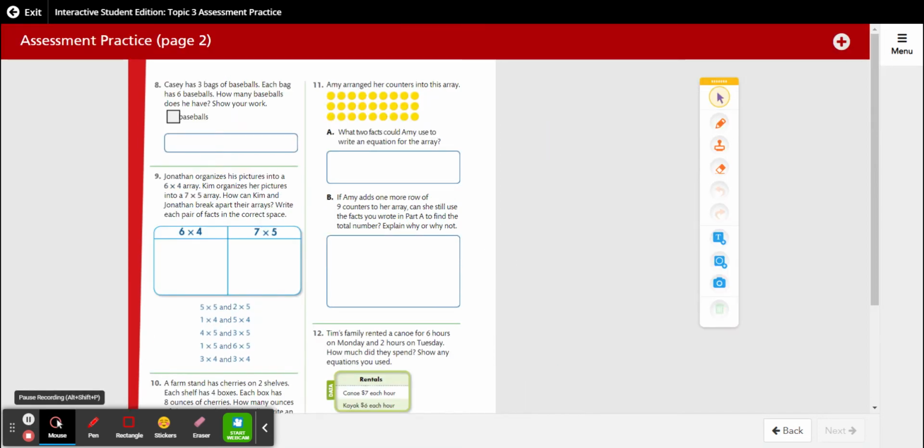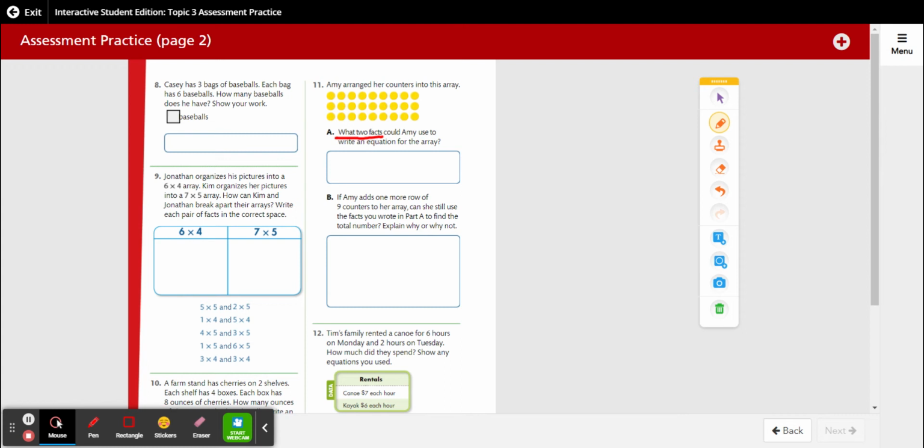This problem, number 11, has 2 parts. So 11. Amy arranged her counters into this array. Part A. What 2 facts could Amy use to write an equation for the array? All right. So when you see in this exam, in this test, 2 facts, what 2 facts? It is asking you to use the distributive property. So step 1, let's first find out what this array represents as a multiplication expression.